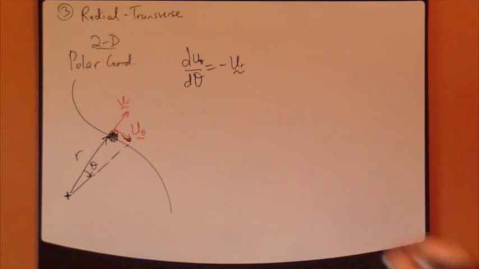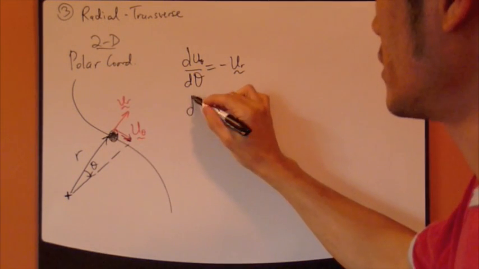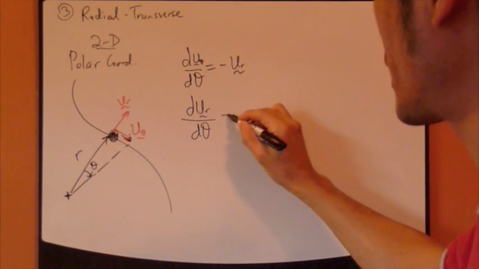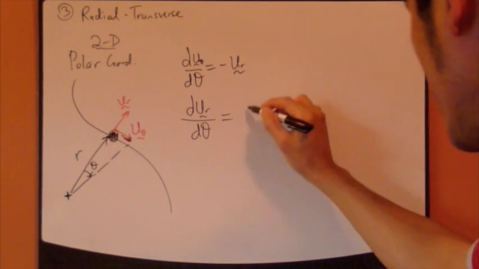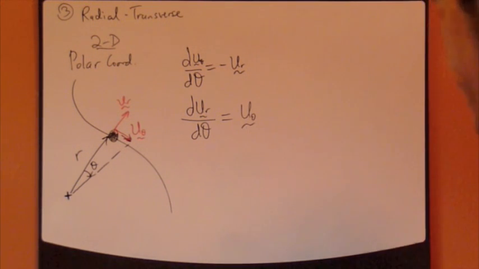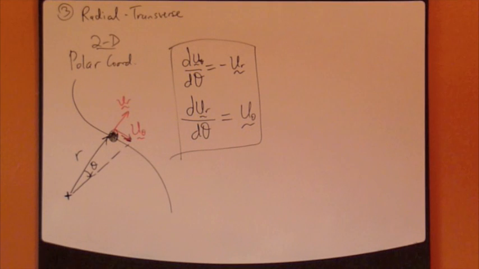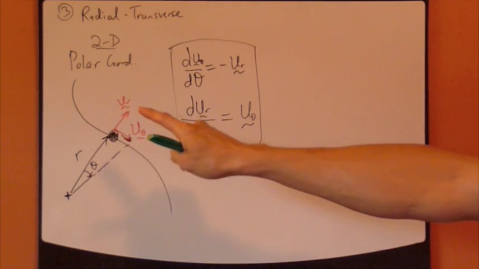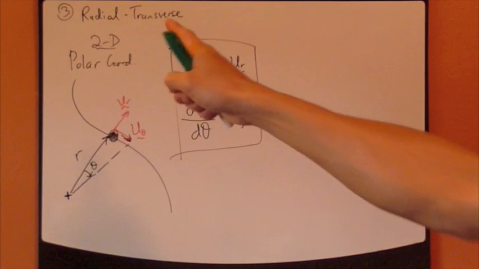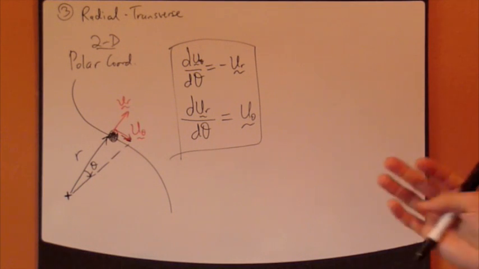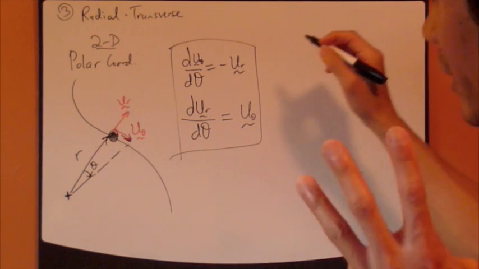The second relationship between U_r and U theta is that the derivative of U_r with respect to theta is U theta. Okay? So these two relationships will come in handy in deriving the velocity and acceleration vectors for a particle under this coordinate system. All right, so let's get started. Now, we're interested in looking at three things here.